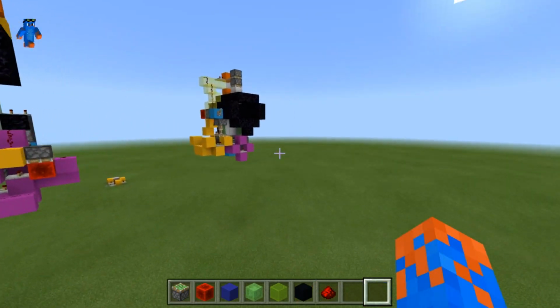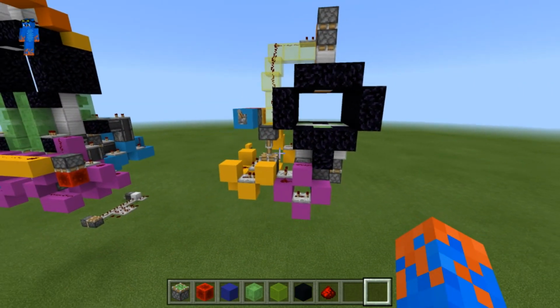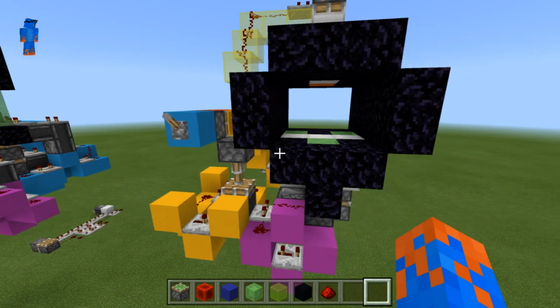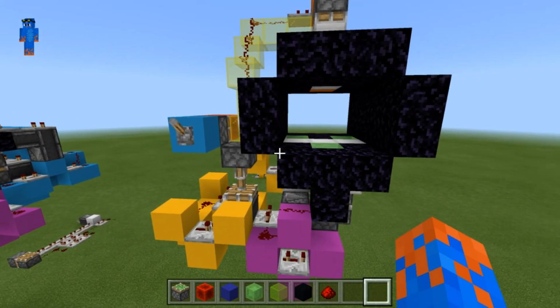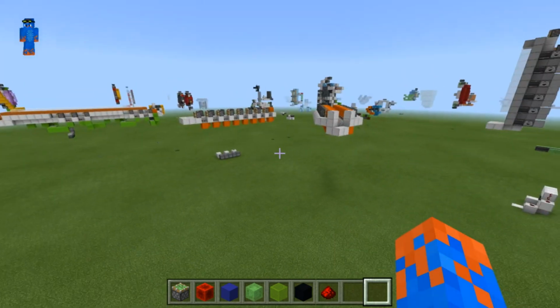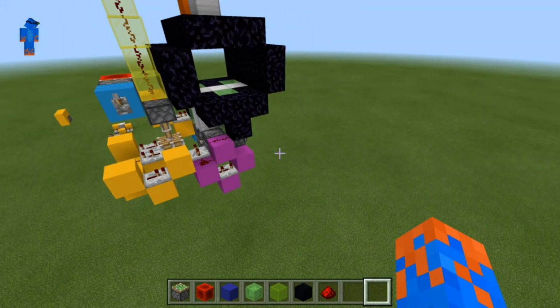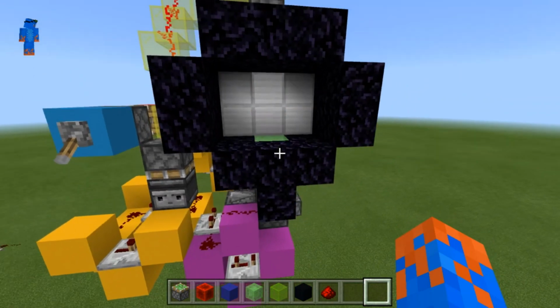So I had this idea that instead of retracting these blocks, why don't we push it out of the way? Very similar to my seamless glass piston door, where we push the glass across instead of retracting it. And there's just a proof of concept that I made.